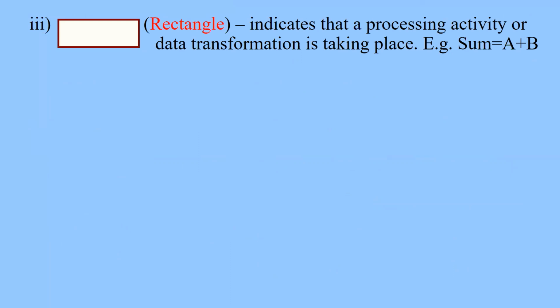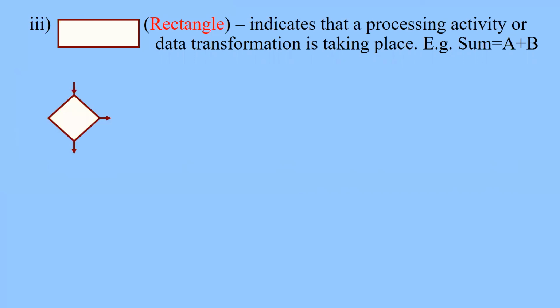Then we have this other symbol that we call a rectangle. It is used to indicate that a processing activity or data transformation is taking place. There is a calculation taking place or some computations being done. For example, sum equals A plus B. So this is a computation operation, and therefore, we use a rectangle.